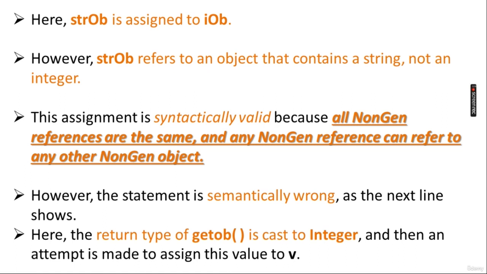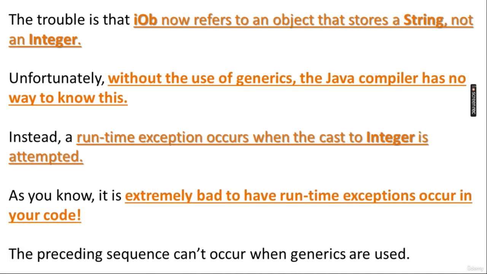It is syntactically valid because all non-generic references are of the same class, that is Object, and any non-generic reference can refer to any other non-generic object. However, the statement is semantically wrong, as in the next line, the return type of getObject is cast to Integer and then an attempt is made to assign this value to v, which is of type Integer. The trouble is that iObject is now referring to an object that stores a String, not an Integer. Without generics, the Java compiler has no way to know this because everything is stored in the base class Object. But when you use generics, it is automatically understood because T is replaced by the particular type when the generic object is created.